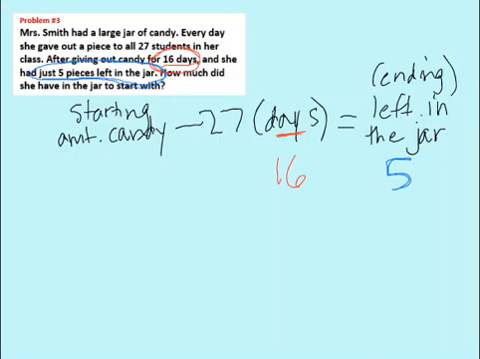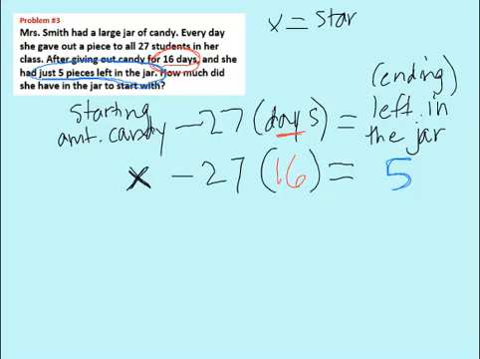So I go back and I refill everything that's going on. I see the equal sign. I put the parentheses around days. We've got the 27 and the minus. The only thing that's missing is the starting amount. So here's the starting amount, and I'm going to make that to be X. So X is going to stand for the starting number of candy in the jar.